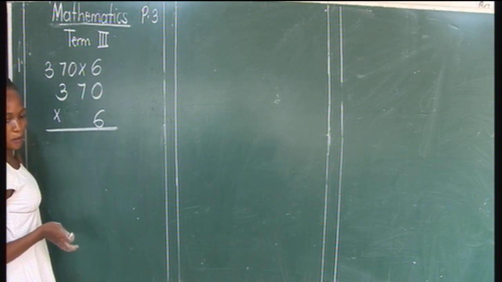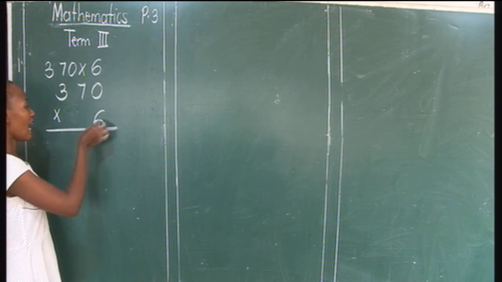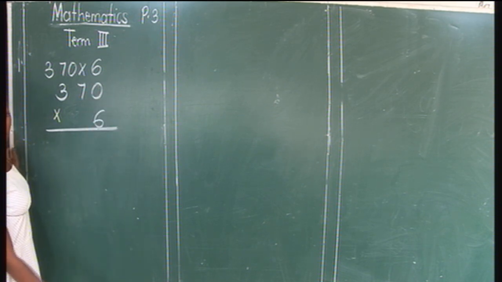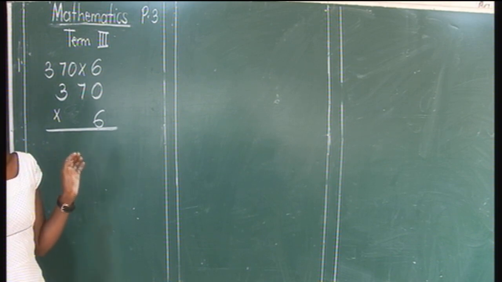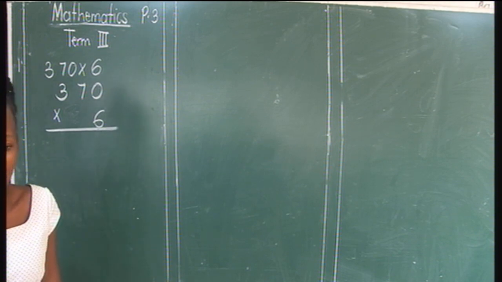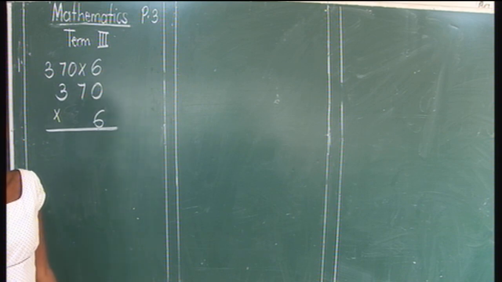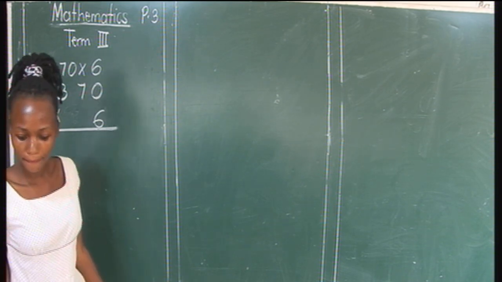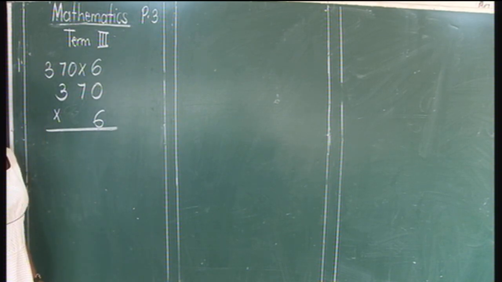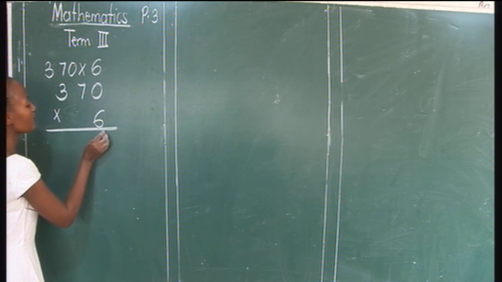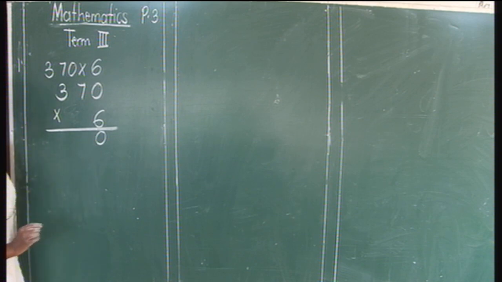We always start from the 1's. Now I have 6 times 0. Who can tell me the answer? Faster, faster. 6 times 0, what do you get? Yes, Martha? 0. We get 0 because we said any number times 0 you get 0.